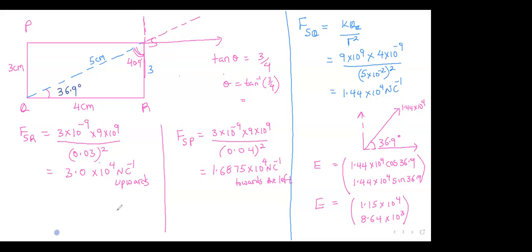Thank you, teacher. But then also, how do you get the total electric field intensity? Okay, to get it, we are going to add all those we have along the x. When you look at this, this is your E_SP. You said E_SP was pointing to the left, so it will be negative. I'll say negative 1.6875 times 10 power 4.